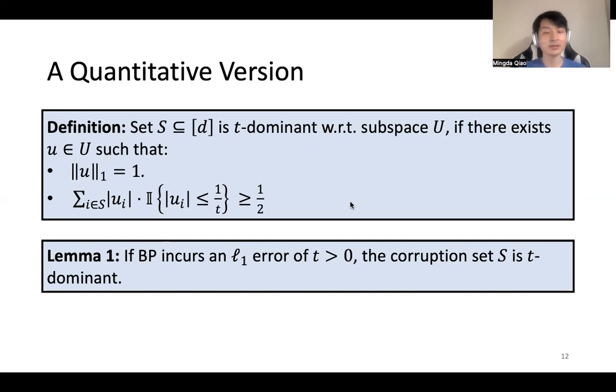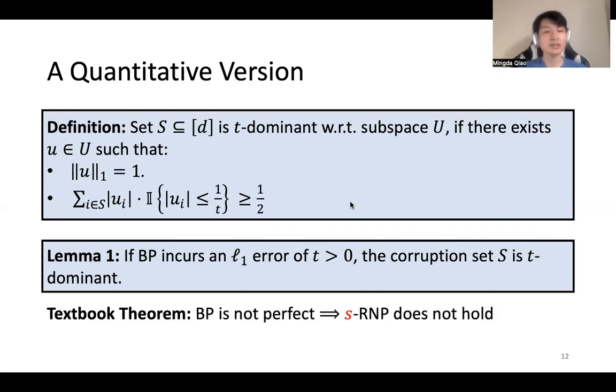Then we prove lemma 1, which is an analog of the textbook theorem. It says when BP incurs an L1 error of T, the corresponding corruption set S must be T-dominant. So recall that the textbook theorem says that when BP is not perfect, s-RNP must be violated. So the textbook theorem gives a necessary condition for BP to make any non-zero error. In contrast, our lemma 1 gives the necessary condition for BP to incur a high error, and this will be useful for controlling the expected error of BP.